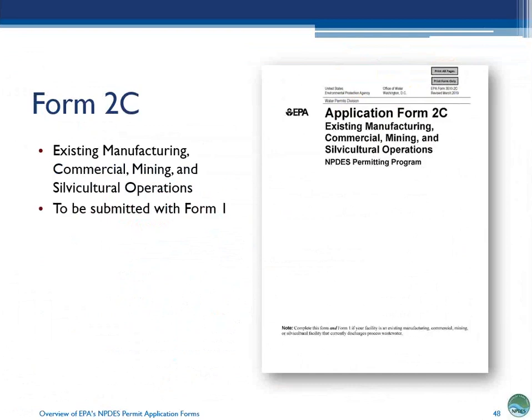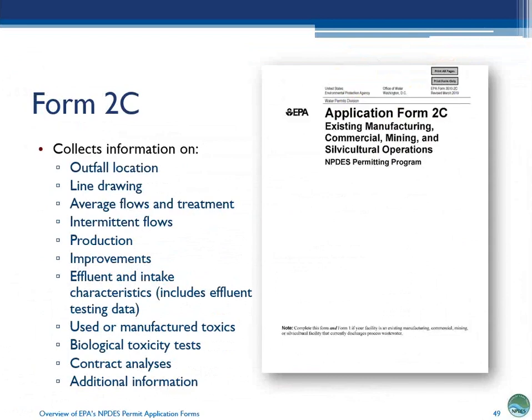Form 2C must be completed by existing manufacturing, commercial, mining, and silvicultural operations. This is a permit renewal application for most industrial facilities. Applicants submitting Form 2C must also complete and submit Form 1. Form 2C consists of several sections, which include the outfall location. This section collects information on the location and receiving water for each outfall.